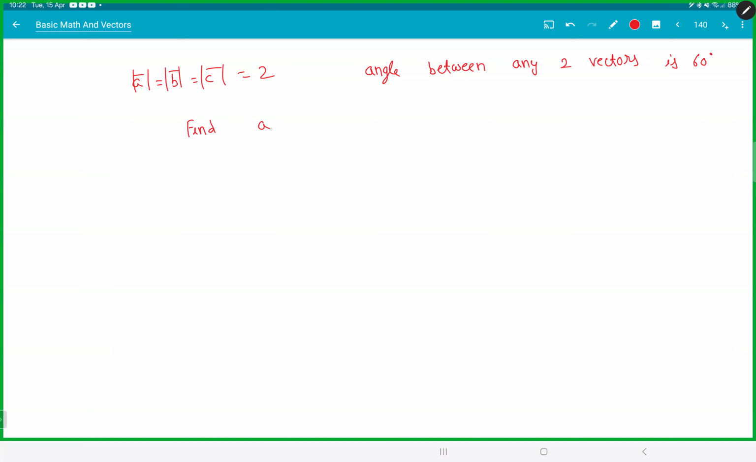And the question was: find the magnitude of A bar plus B bar plus C bar. Can you tell me how these three vectors will look? We have three vectors, A bar, B bar, C bar, all with the same magnitude, and the angle between any two vectors is 60 degrees. If you add three vectors like this, what will be the resultant?